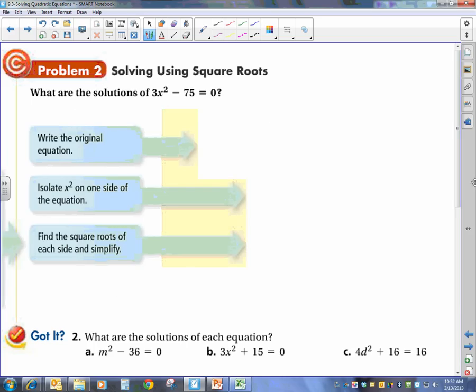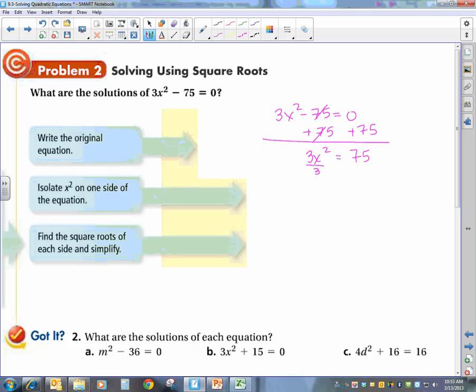I gave you the steps. We have our original equation, 3x squared minus 75 equals 0. So, of course, you would copy that down onto your paper. Now, you want to isolate the x squared. So how do we do that? Hopefully you remember from your solving of equations, we're going to add 75 to both sides. That gives us 3x squared equals 75. My x squared isn't isolated yet because I still have a 3 there. So I have to divide by 3. And now I have x squared equals 25.